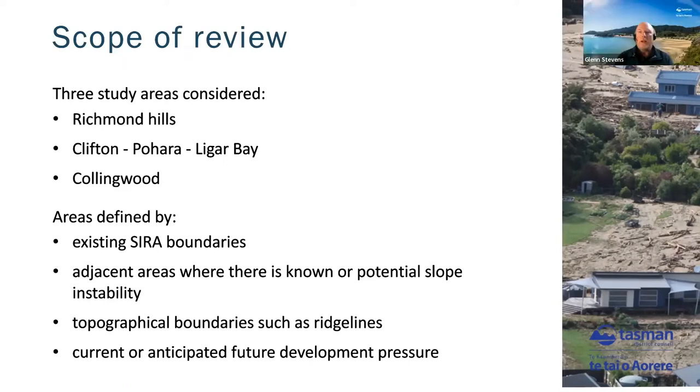We've also extended it up to topographically sensible boundaries, such as ridgelines. Another key driver has been looking at where current or anticipated development pressure is. So in a sense, we're trying to target these SIRAs where housing or development is likely to occur.